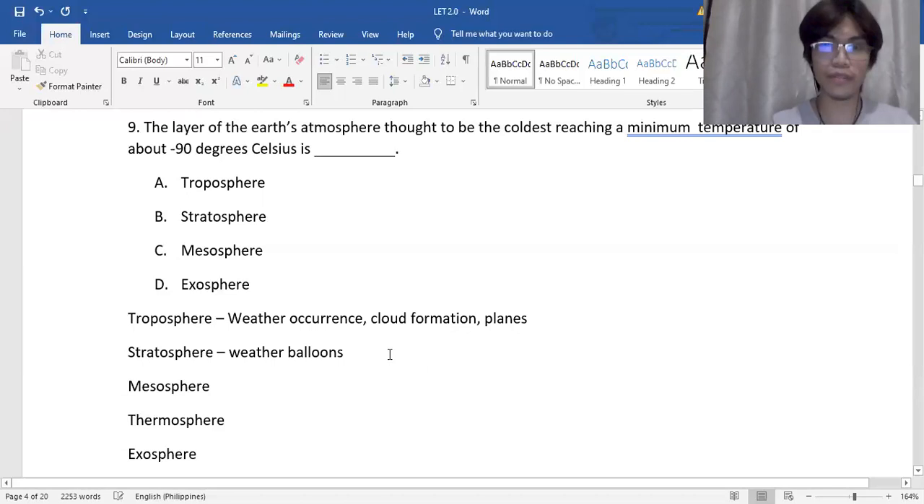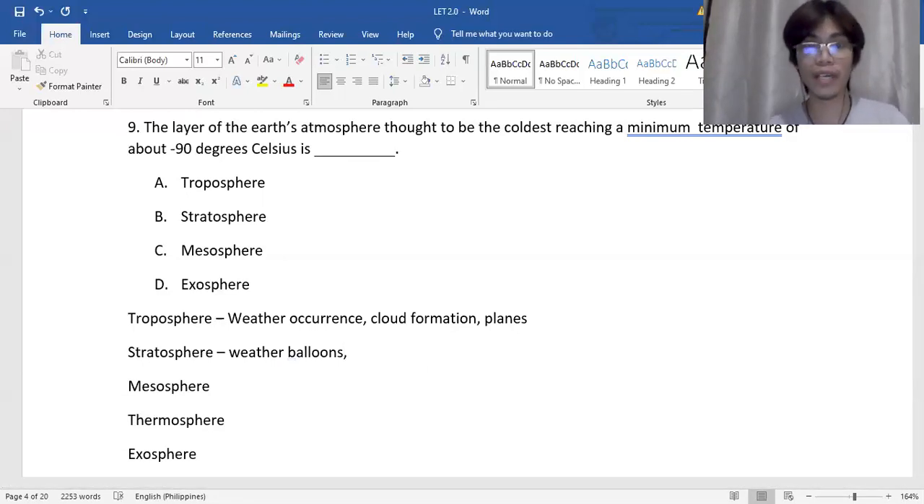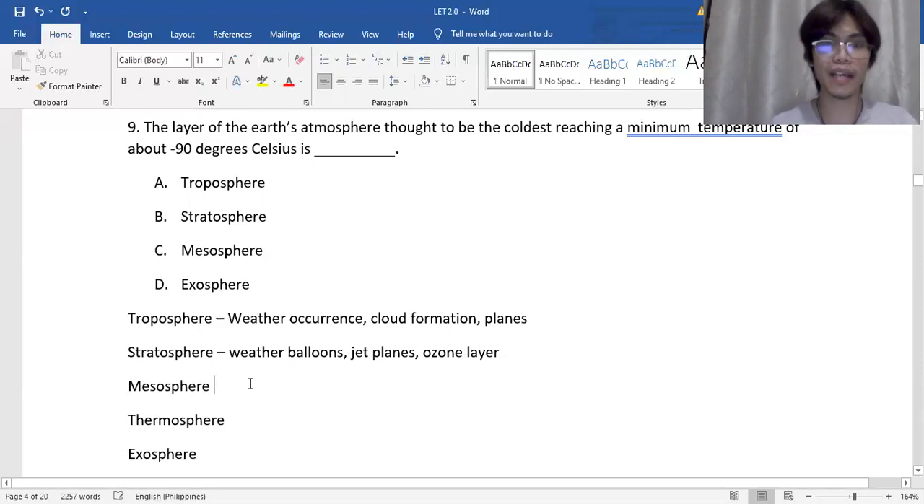And the weather balloons for the stratosphere. Let's go back to the stratosphere, weather balloons. And you also have your jet planes here. Jet planes. And of course, in the stratosphere, you can also see there the ozone layer. And I guess that's enough.